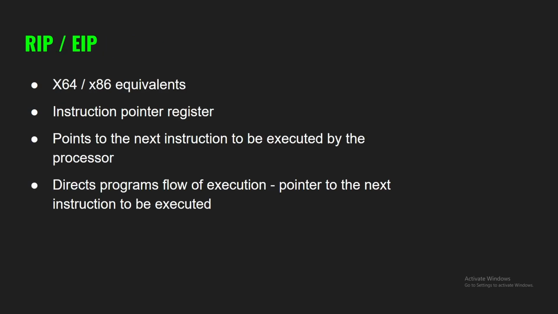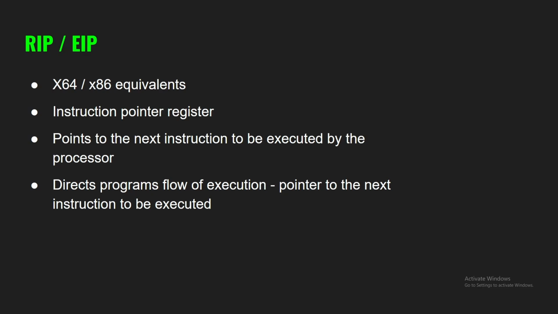Finally, I'm going to talk about some special registers: the RIP and the EIP register, and the flags register. The RIP or EIP register stands for the instruction pointer register and the extended instruction pointer register. As we know, it's just the x64 and x86 equivalent of each other. One of them is 64 bits, one of them 32 bits. The instruction pointer register is unique in that it points to the next instruction to be executed by the processor. Whenever you step through an application, if you have a look under the hood, this is always going to have a pointer to the next portion of memory, and this directs the program flow of execution. It's the pointer to the next instruction to be executed.